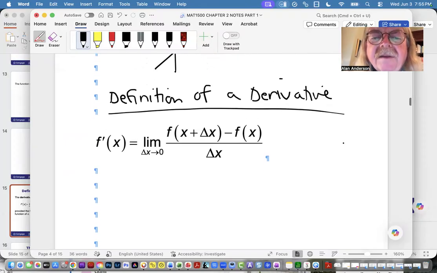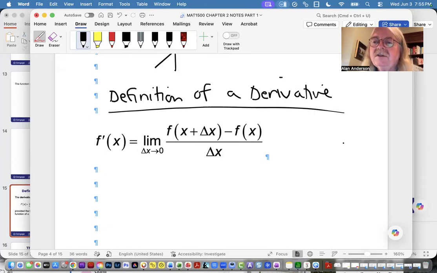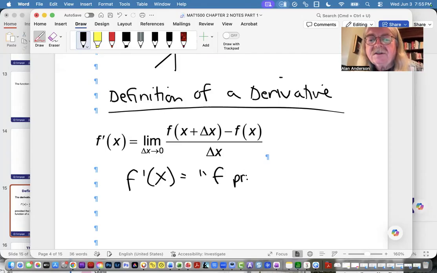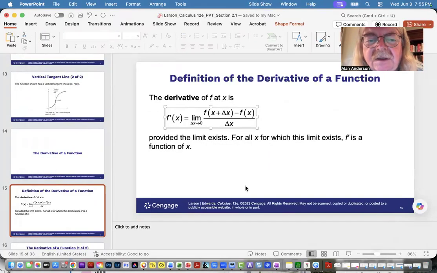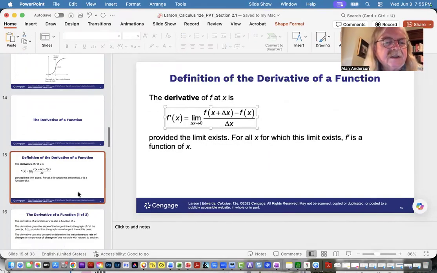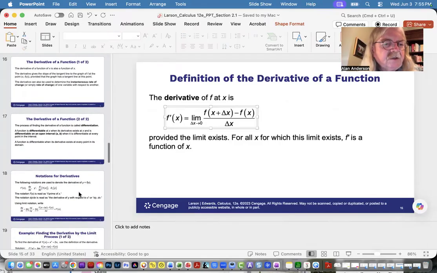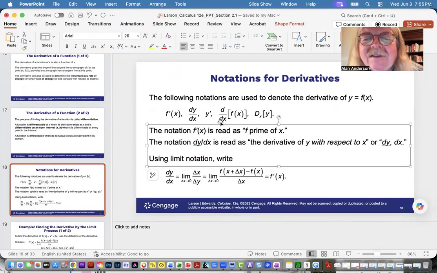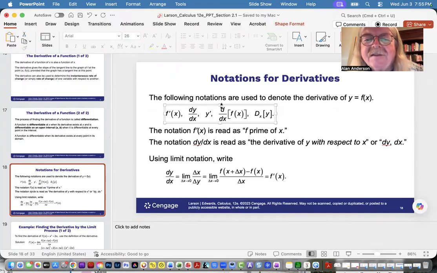Now, I do want to point out there are several different notations that represent the derivative of a function. This is one of them. We pronounce it in English f prime of x. Now, in the slides, they'll show you there's several other alternative approaches to doing this. Let me just go grab that for you. It's a lot. Look at them all. There's at least 5.